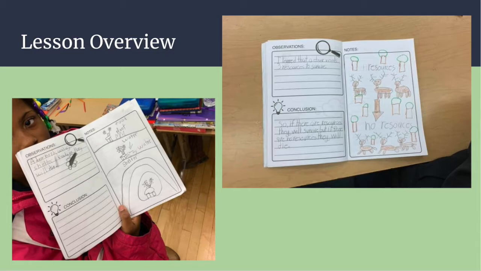Pictured here are some of the pictures that I had my students draw in the notes section once we were done with the game. On the left we have what a deer needs to survive, and on the right we have a deer with resources that's alive, and then a deer with no resources that is not alive. So I thought that was pretty nice.